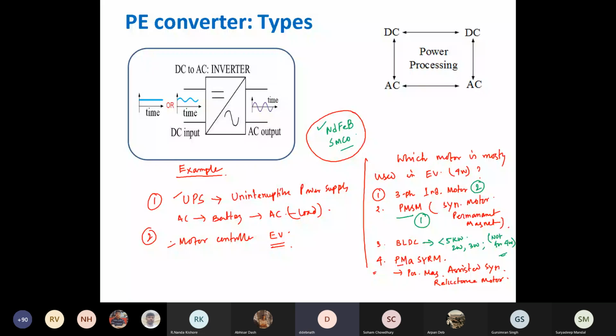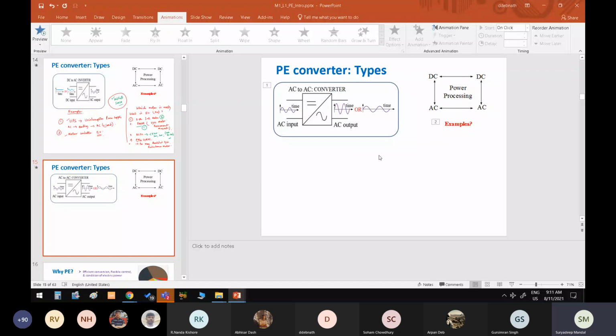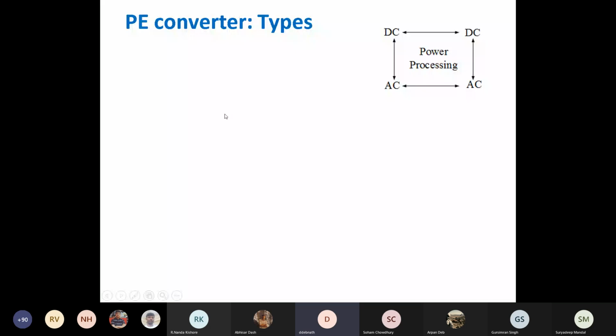AC to AC converter, right? An example I already gave. Can you just repeat it? Let me know. AC to AC converter. Am I audible, by the way? Sir, power stations, in general in India. Power station. Can you elaborate slightly what exactly you mean?